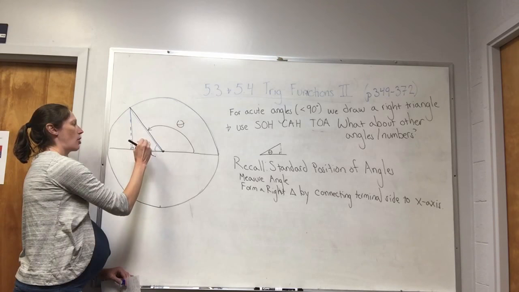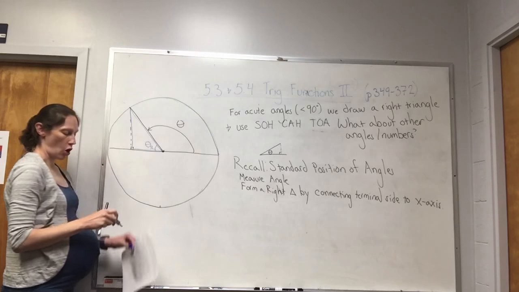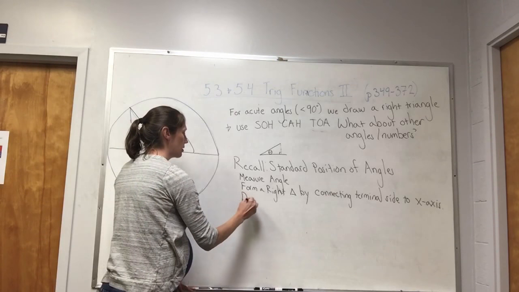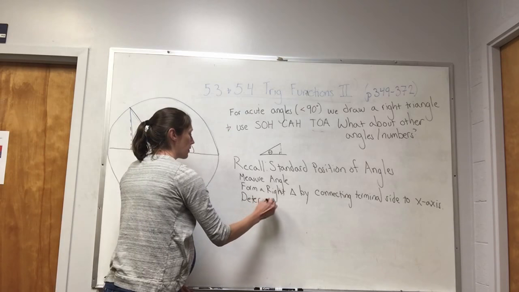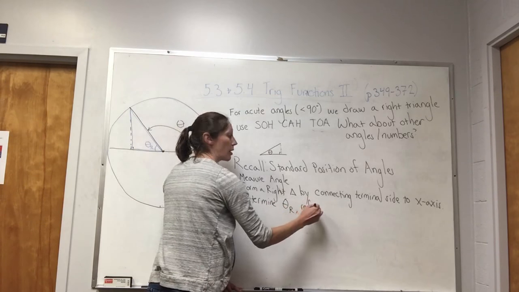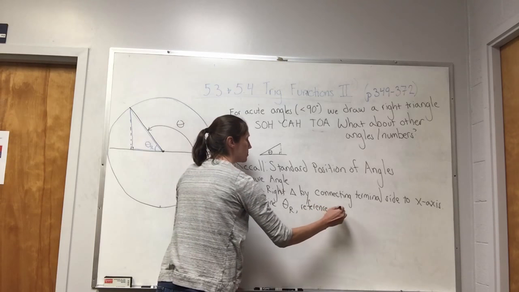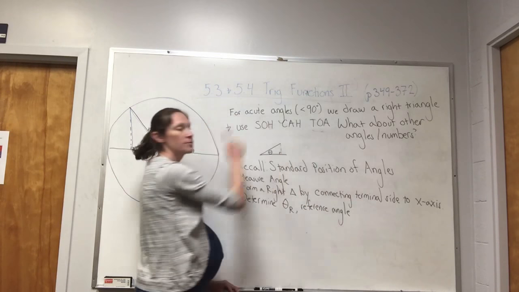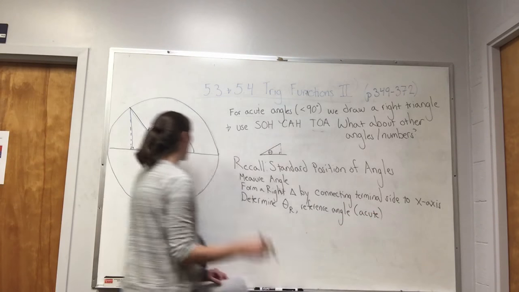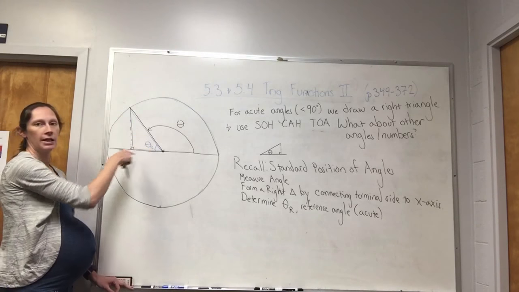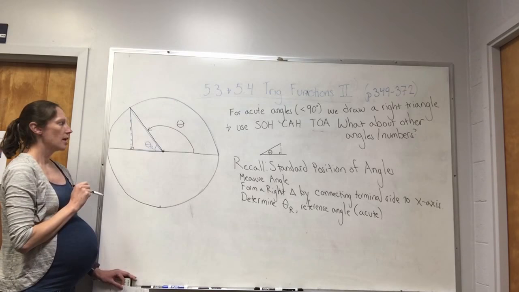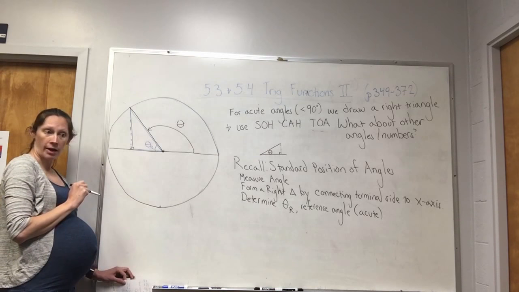That's an angle that I'm going to call theta subscript r, okay? So after I form this right triangle, I'm going to determine theta r, which is the reference angle. And this reference angle will always be acute, will always be less than 90 degrees because he's part of a right triangle. It can't be more than 90 because then otherwise I don't have a triangle, okay? So once I have this figure, then I can start using SOHCAHTOA on it, okay?